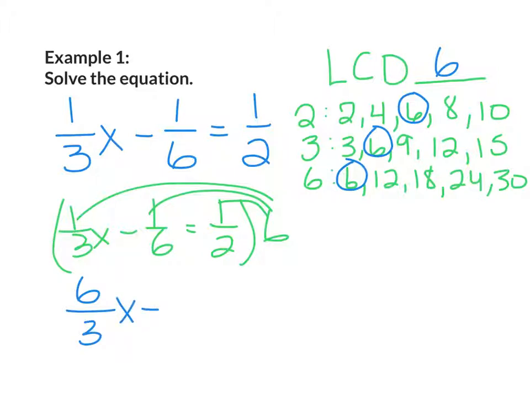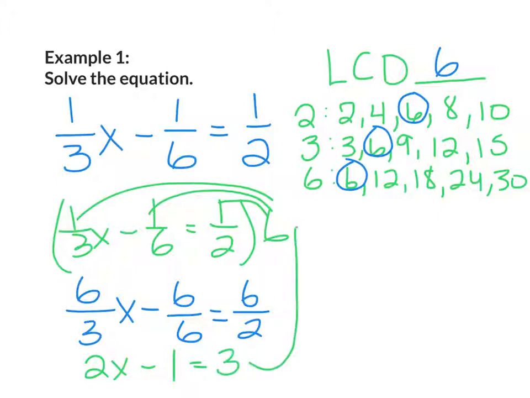Now I'm going to multiply the 6 times the 1, which is 6, and list my denominator, which is 6, equals 6 times 1 is 6 all over 2. Now I'm going to divide. 6 divided by 3 is 2x. Minus 6 divided by 6 is 1. And then 6 divided by 2 is 3. I'm going to rewrite that over here. I have 2x minus 1 equals 3.